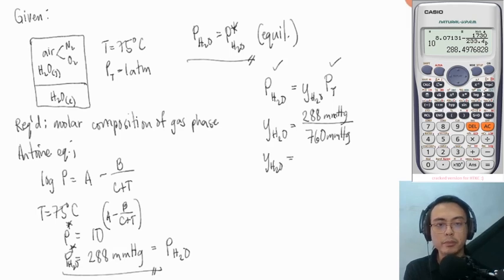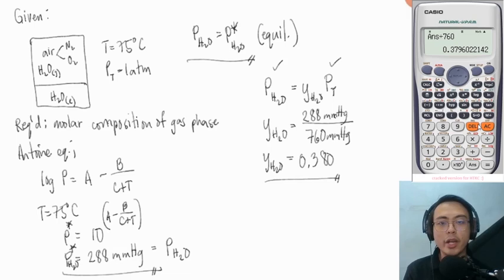What do we have? 0.380. Now I have the mole fraction of the condensable component. How do I get the mole fractions of nitrogen and oxygen? Well, it's simple. The mole fraction of the condensable component plus the mole fraction of the non-condensable component is equal to 1. So, to get the mole fraction of air, we simply subtract this from 1. That's 0.62.